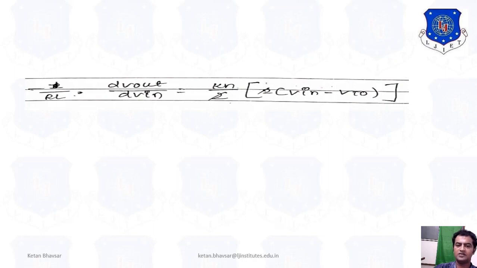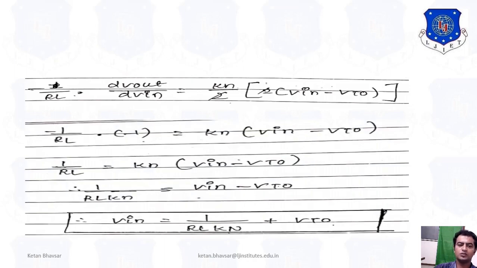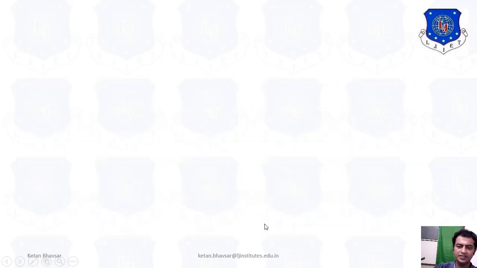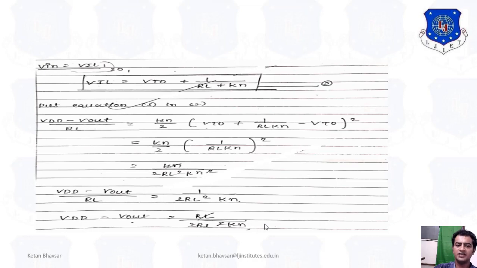So finally we are getting this equation particularly for that one. Minus 1 upon RL into dVout upon dVin is equal to Kn by 2 into 2 (Vin minus VTO). So minus 1 upon RL, and dVout upon dVin we have as minus 1, so we put minus 1 here, is equal to Kn (Vin minus VTO). So 1 divided by RL, because minus 1 into minus 1 upon RL is 1 upon RL, is equal to Kn (Vin minus VTO). We put Kn down here, so Vin is equal to 1 divided by (RL Kn) plus VTO. Similarly Vin is equal to VIL, so VIL is equal to VTO plus 1 upon (RL Kn).